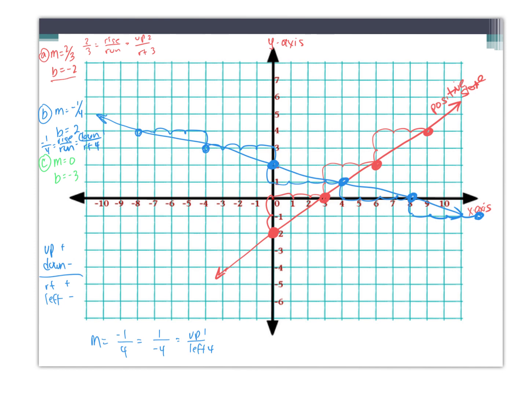Now the third one, I'll do it in green. Third one has a slope of 0 and a y-intercept of negative 3. So I know my first point is at negative 3, and a slope of 0 tells me it's a horizontal line. And so I know that this would be represented like this, a horizontal line. There is no rise in a horizontal line. It's just straight horizontal through negative 3. And there are my 3 lines that I drew from the previous page.